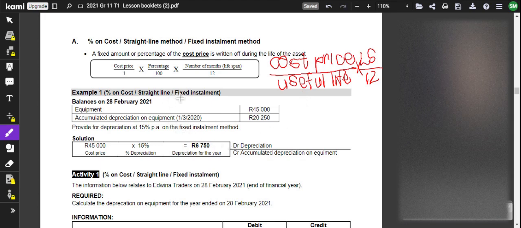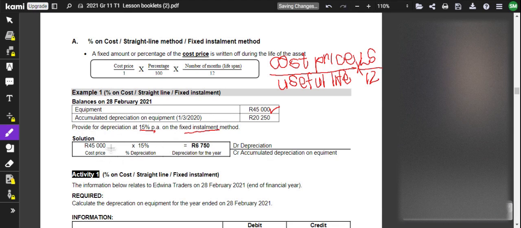And then here we have an example. Our example says balances on the 28th of February 2021. We have equipment, which has a cost price of 45,000. And then we have accumulated depreciation on equipment, and this is at the beginning of the year, and this is our balance for accumulated depreciation on equipment. And then next up, we have information: we have to provide for depreciation at 15% per annum on the fixed installment method. So our percentage is 15% per annum, and we're using the fixed installment method, which is the cost method.